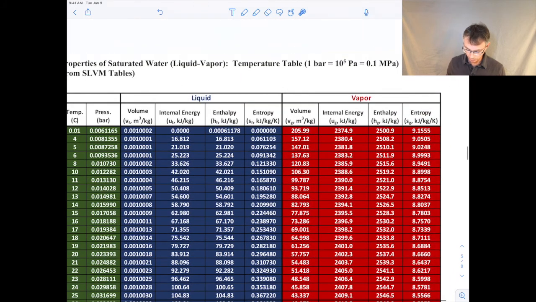And then we have these other two properties, enthalpy. This is actually specific enthalpy and specific entropy. We're going to talk about those later, so don't worry about them right now.